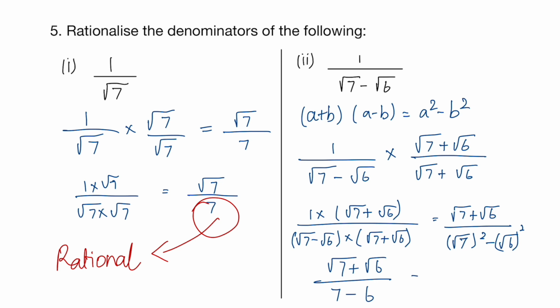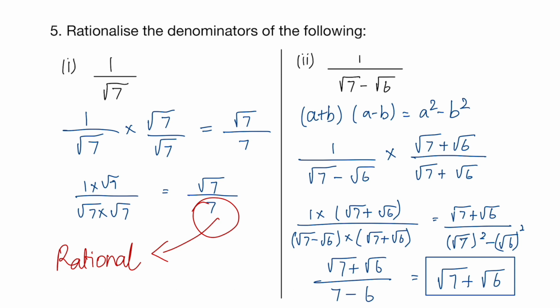That is just 1. So it would be root 7 plus root 6, and that is your answer. Since root 7 plus root 6 is actually root 7 plus root 6 divided by 1, the denominator here is in fact a rational number and you have rationalized the denominator. So I hope you understood this part.